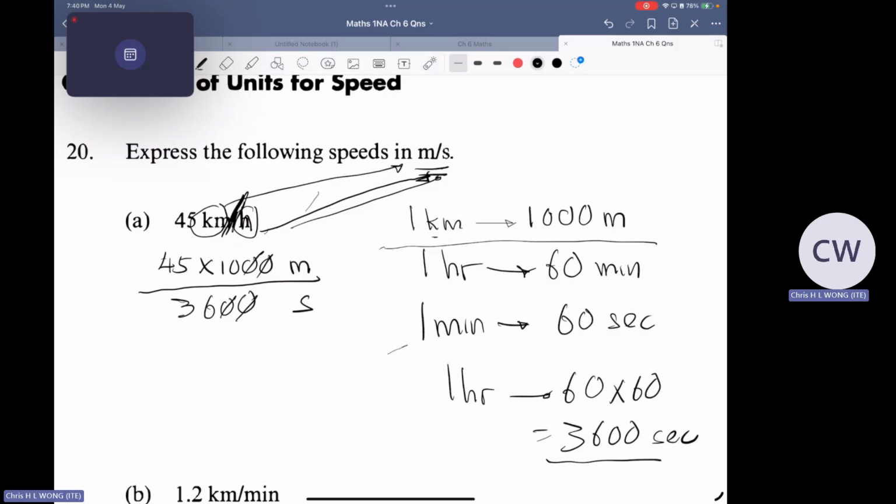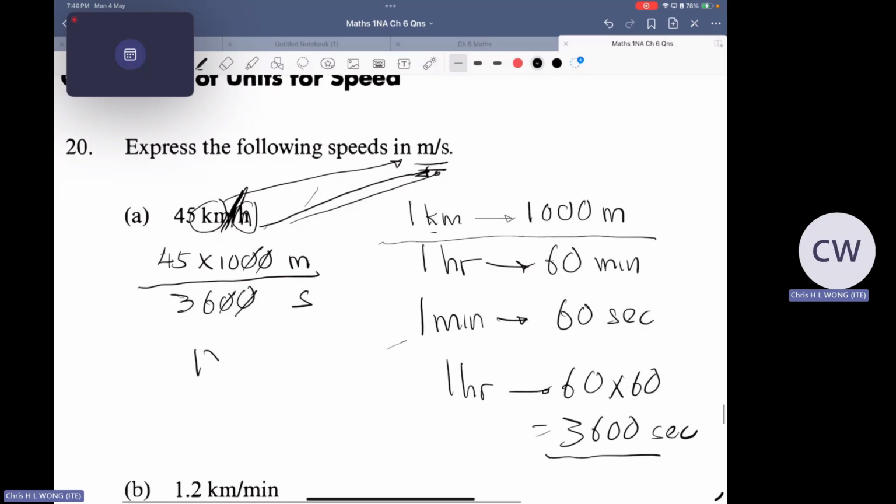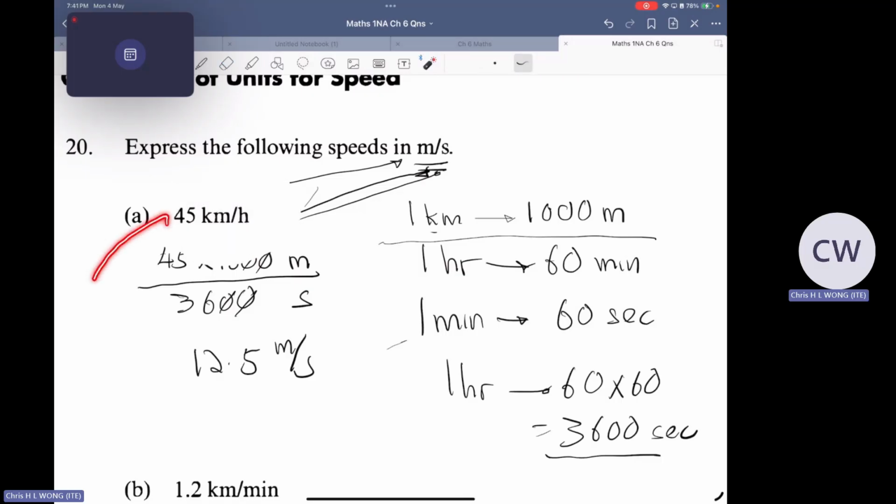45 times 10 divide by 36. Can I say it is 12.5? I have 12.5 meter per second. So that's how you change. You change from 45 kilometer per hour to meter per second becomes 12.5 meter per second. This is very easy when there is no square, you know. Later on, when you work on the square, very difficult.